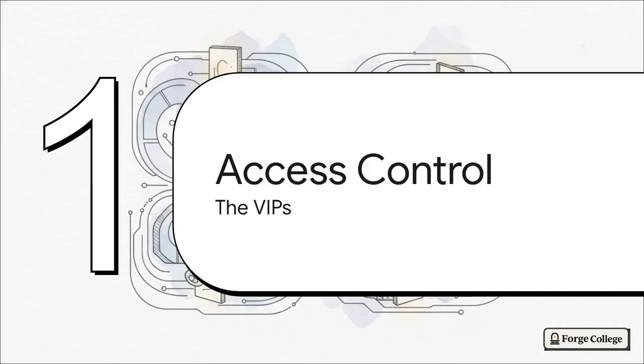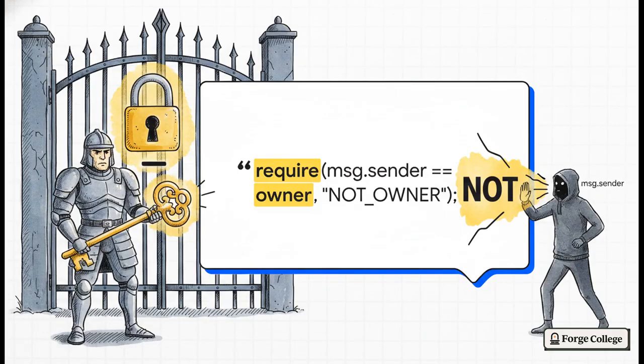Moving right along, let's meet our first type of bouncer in section 2, access control, or as I like to call them, the VIPs. Now, this specific guard literally has one job and one job only, checking the ID of the person calling the function. They don't actually care what the function does. They just care if you have the authority to run it in the first place, like a contract owner trying to withdraw funds, for example.